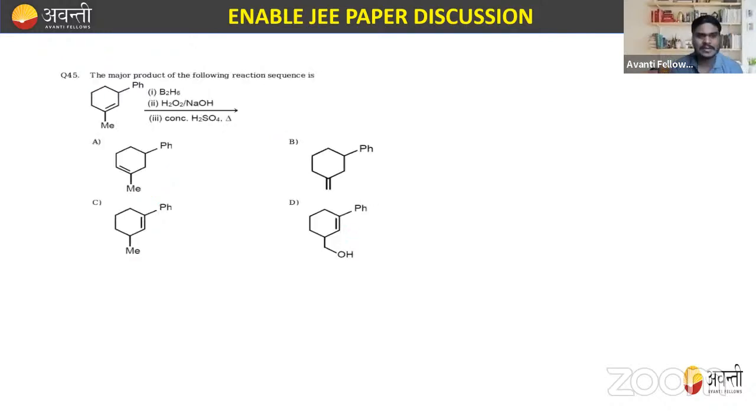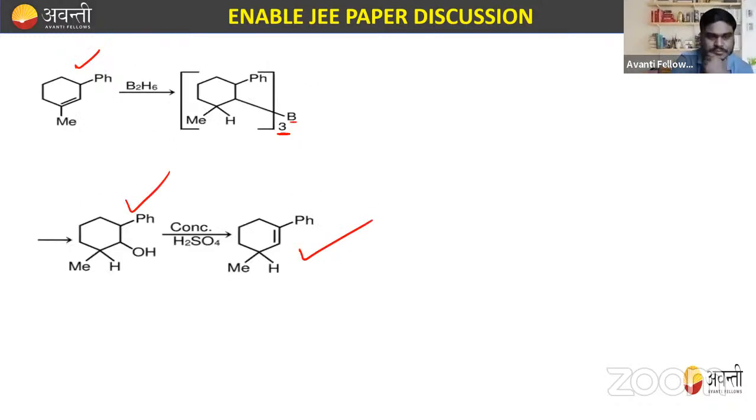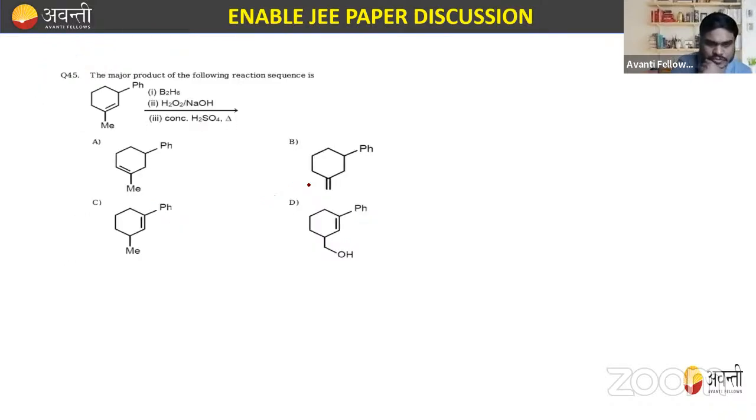So which option is correct, beta, out of these four? Yes, A, B, C, D. This is the final product, right? So which option is correct, beta? This one, that is option number C. So this is the absolutely correct option for this question, right?